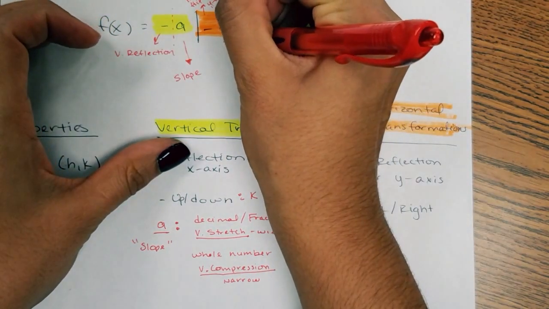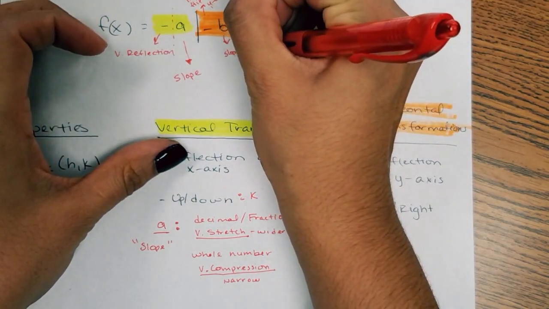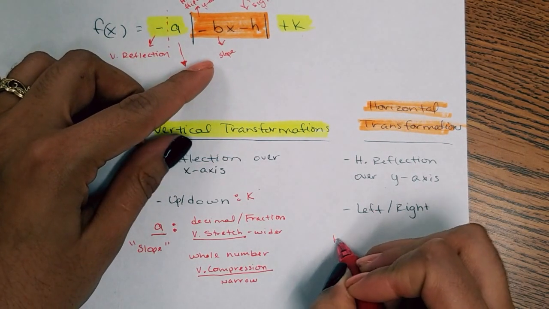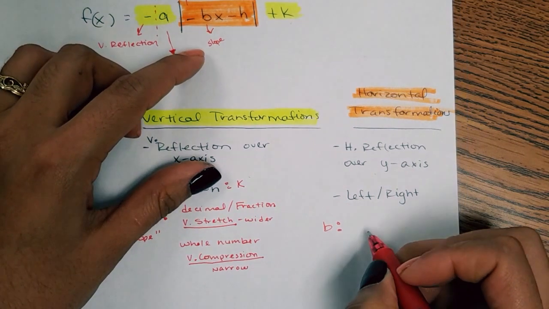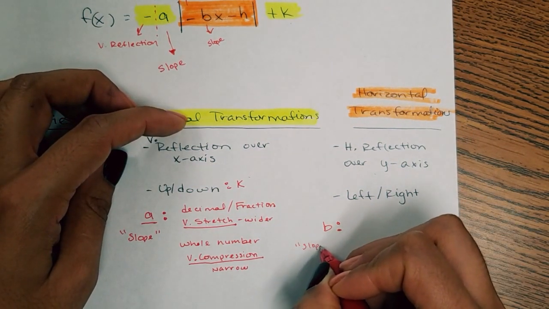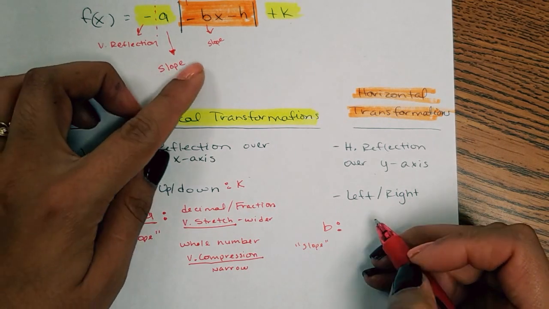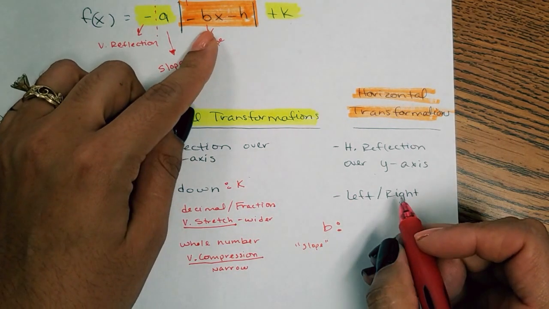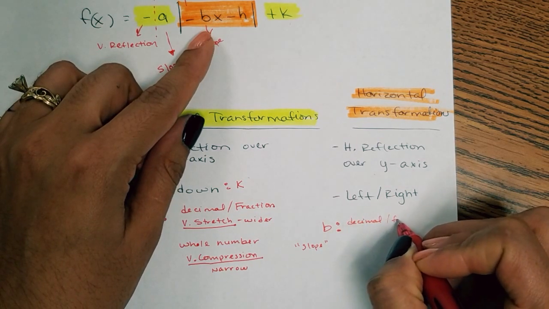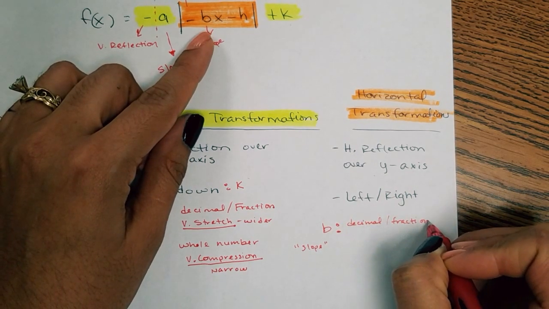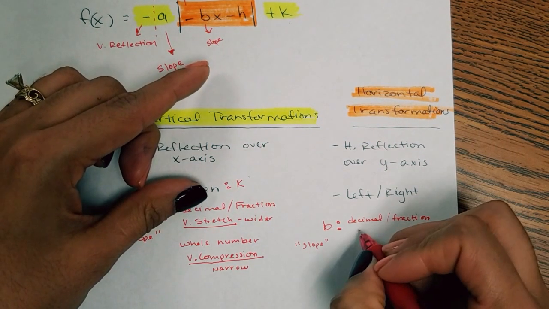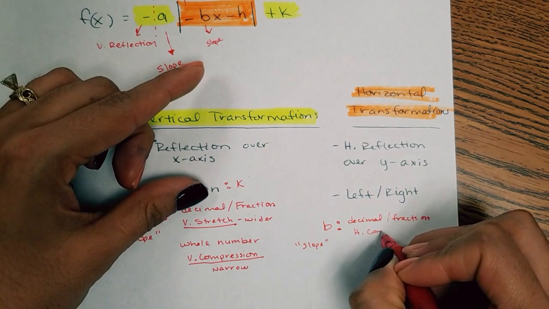B here, you can think of it as your slope, but it's going to be a little bit different. These are horizontal transformations, so they're opposite from here. So if B, which you can also think of as your slope, is a decimal or a fraction, it is going to be a horizontal compression.